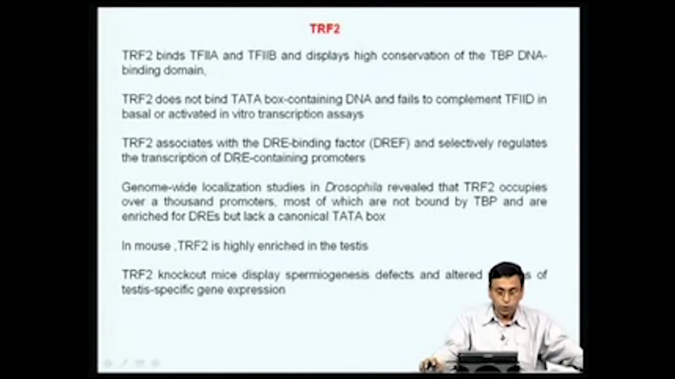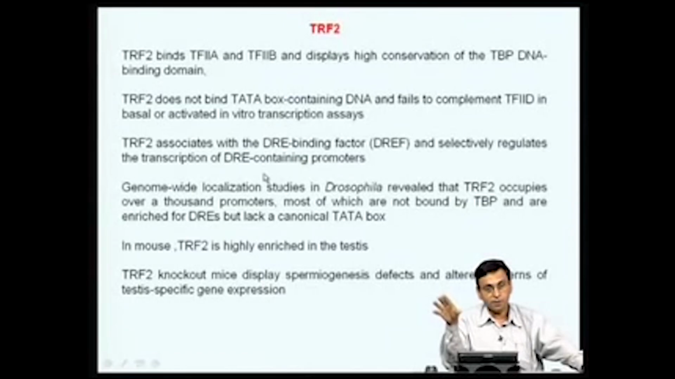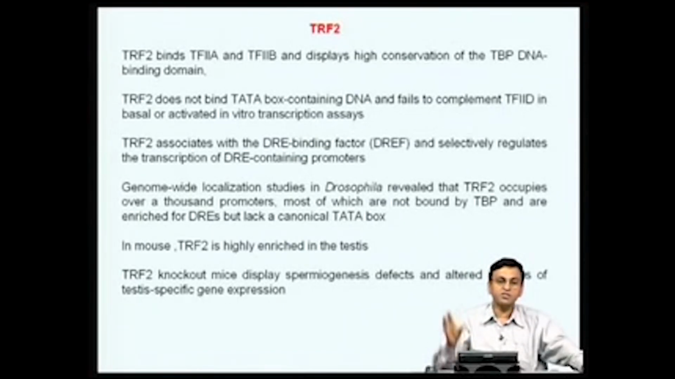Instead, TRF2 actually associates with a DRE binding factor, which is another upstream activation factor, and it selectively regulates transcription from DRE containing promoters. Now, remember my last class where I told you there are variations in core promoter sequences. Some of the eukaryotic promoters, instead of a Tata box, actually contain what is called a DRE motif. And here I am telling you there are protein factors which specifically bind to this DRE sequence, and a variant of a Tata binding protein is actually involved in this transcription activation from these DRE containing promoters.